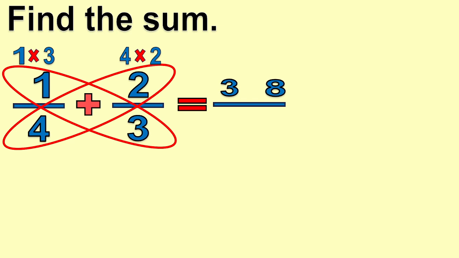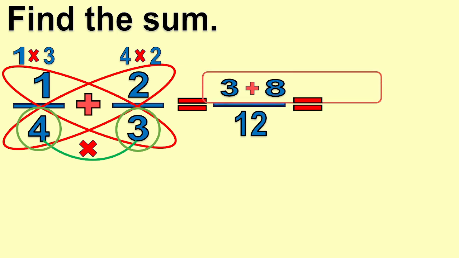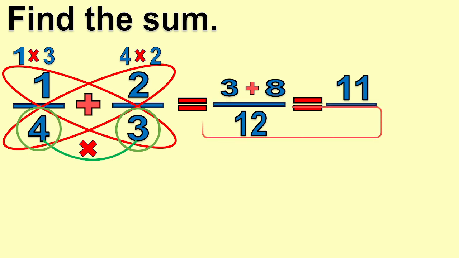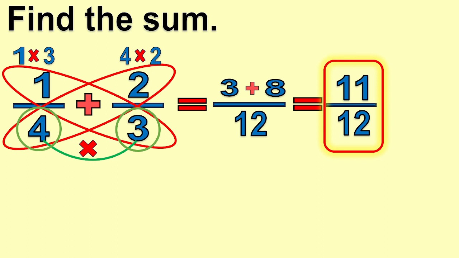Then, multiply the two denominators. So, 4 times 3 equals 12. Next, add the product of the diagonal pairs of numerators and denominators together. So, 3 plus 8 equals 11. Then, copy the denominator 12. Since 11/12 is already the lowest term, then 11/12 is our final answer.